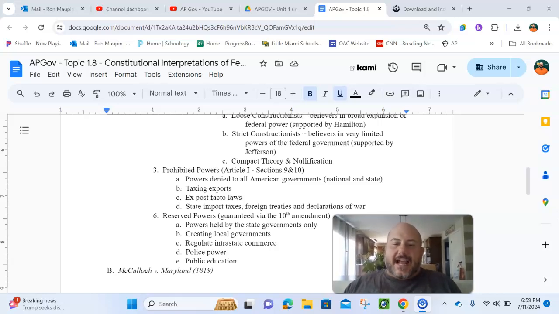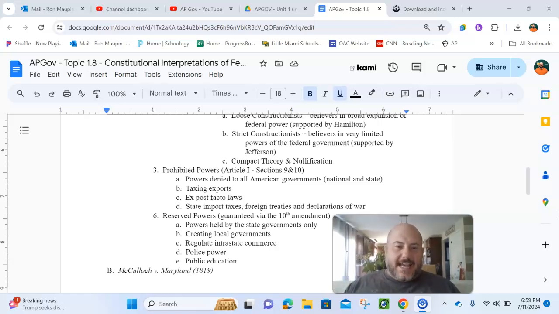Some other things that are mentioned that are prohibited: state import taxes. We mentioned a moment ago that the federal government can tax imports, goods coming into the United States, but the states cannot do that. So you can have a federal import tariff on Chinese steel, but the state of Tennessee cannot have their own import tax on timber coming from Russia.